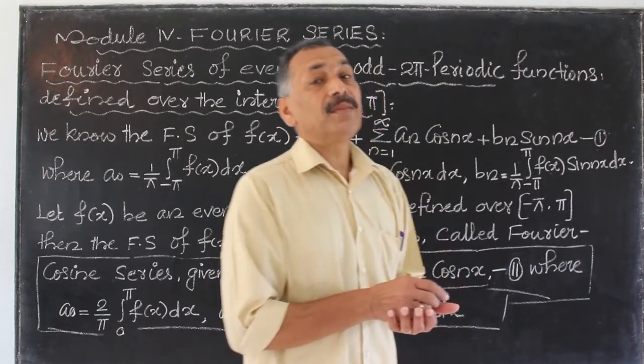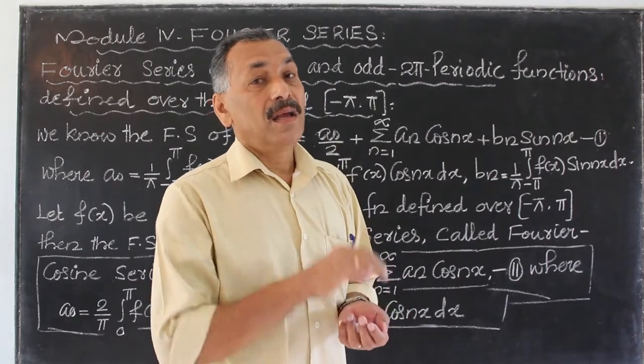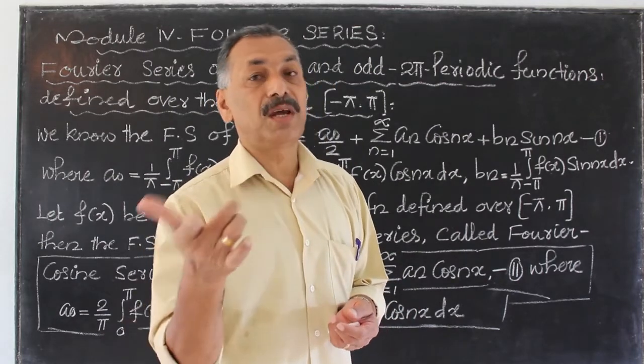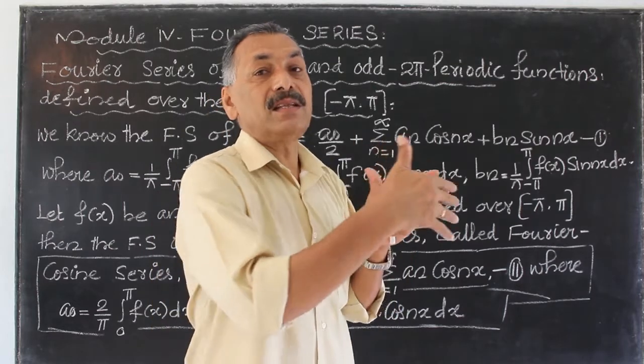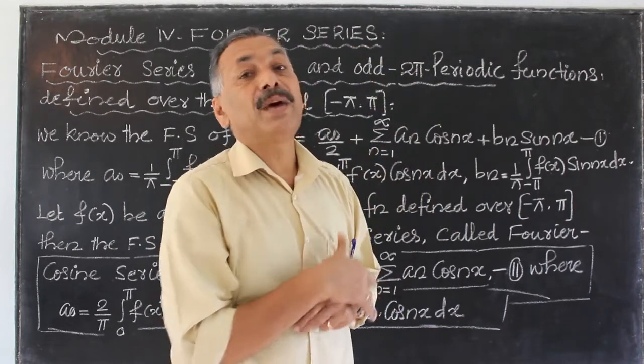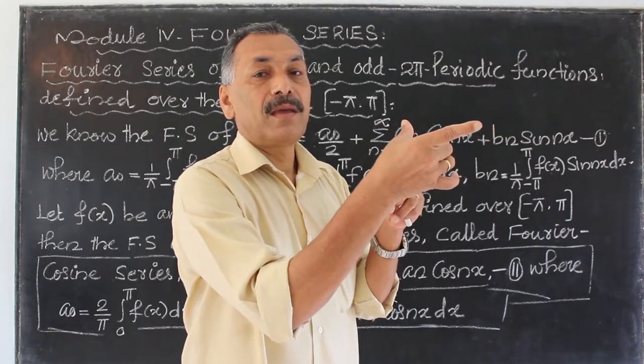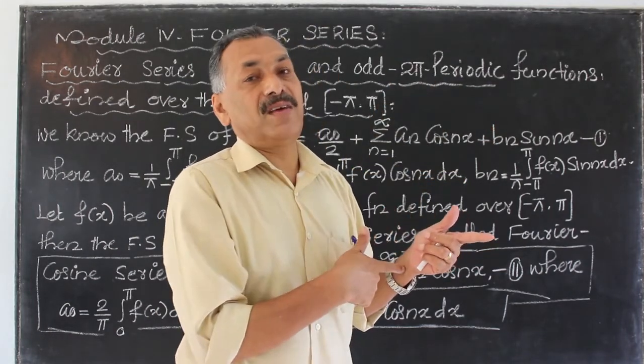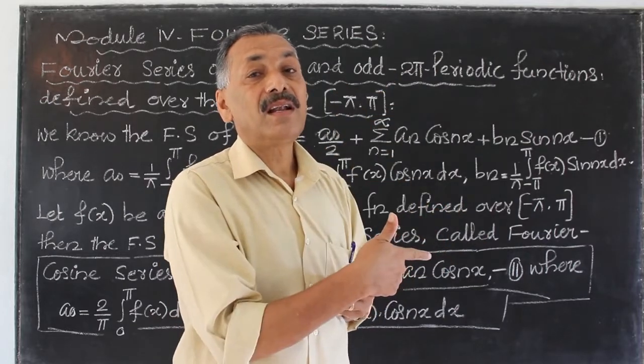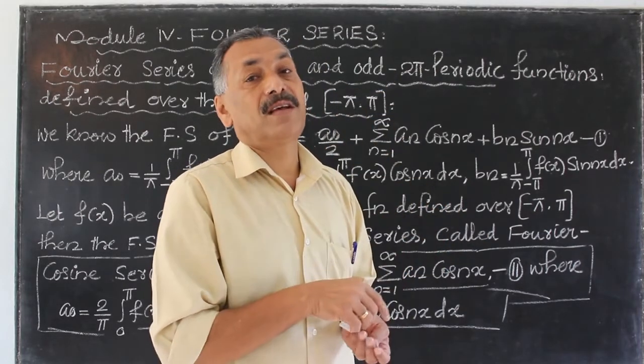For an odd function, f of minus x is equal to minus f of x. Either plus x gives the value, that is a negative value, or minus x gives the value. Then from 0 to pi is the area, and that is negative. For x negative, that is minus x, the value is minus f of x.